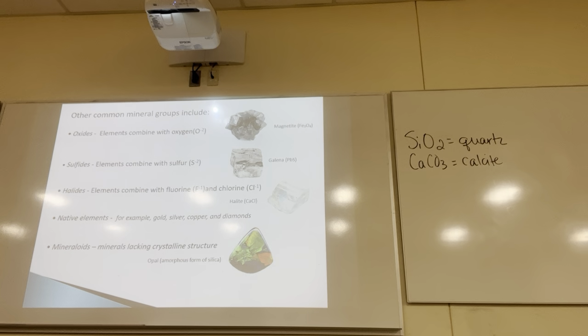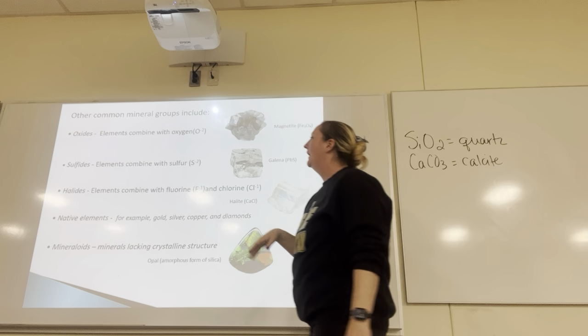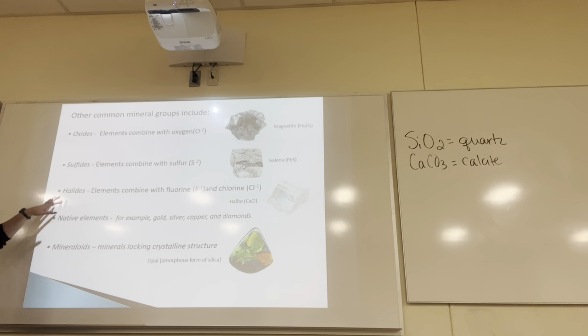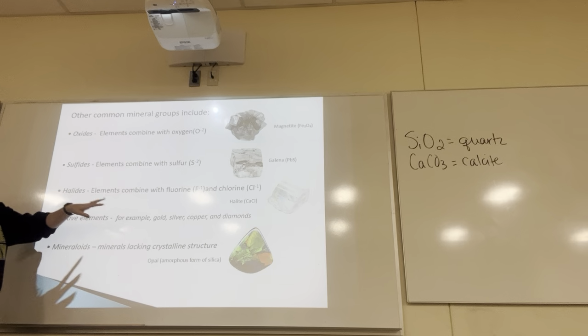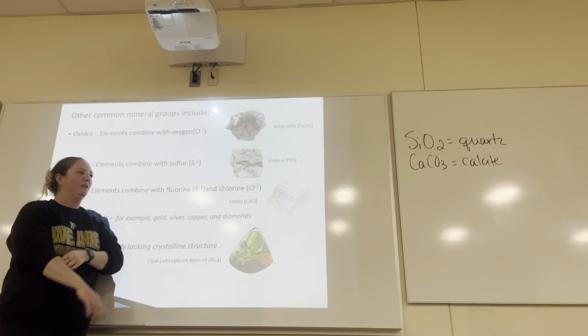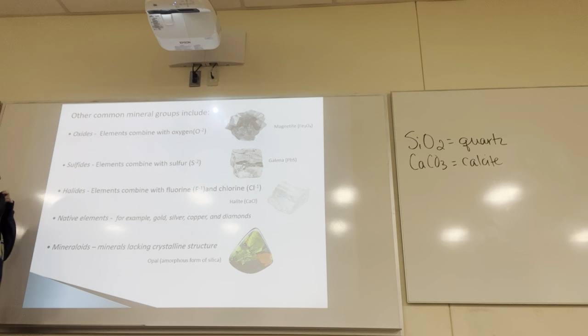Oxides are going to have an oxide, so O2. Sulfides are going to have S, not a sulfate, so not an SO group, just S. And then halides are going to have either fluorine or chlorine. These are going to be our salts. A lot of times they're called salts. So things like halite, which is NaCl, or like table salt, would be another example. Native elements, these are ones that, like I said, are just elements from the periodic table that are considered minerals.